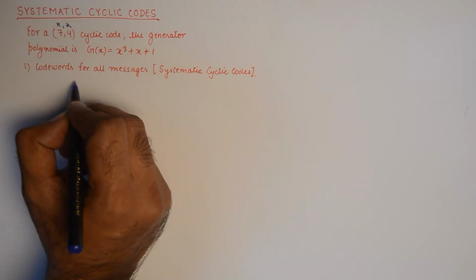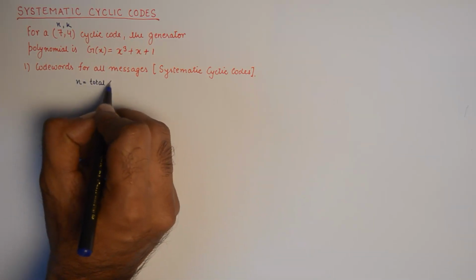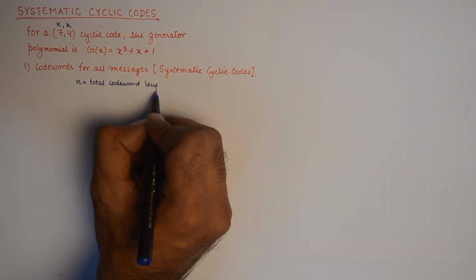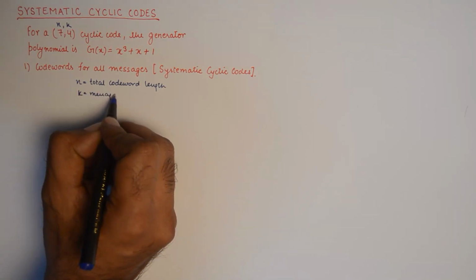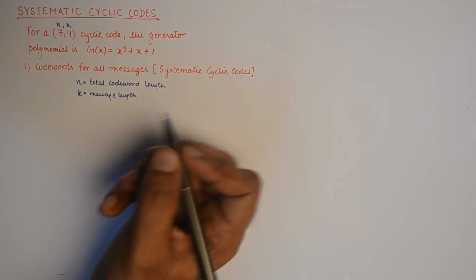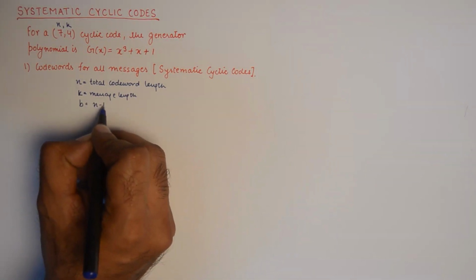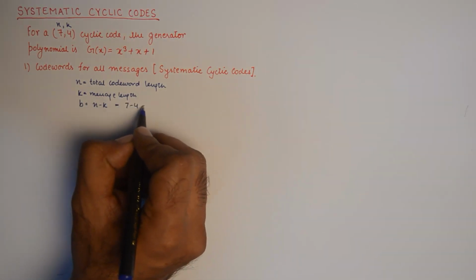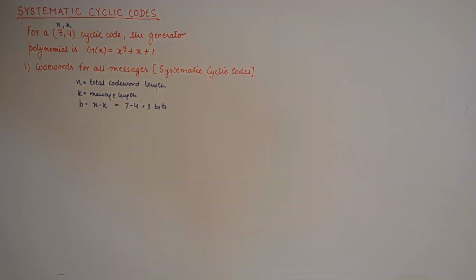Time and again we discussed this, that n is the total code word length and k is the message length. So the parity will be n minus k, and in this particular case it becomes 7 minus 4, 3 bits of parity, 4 bits of message, and total 7 bits of code.